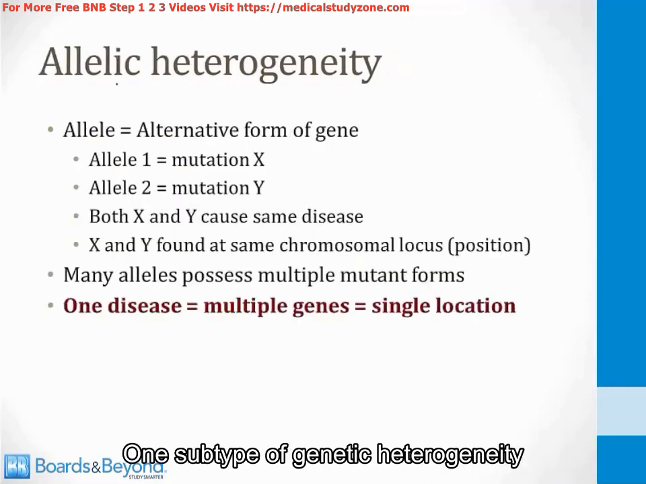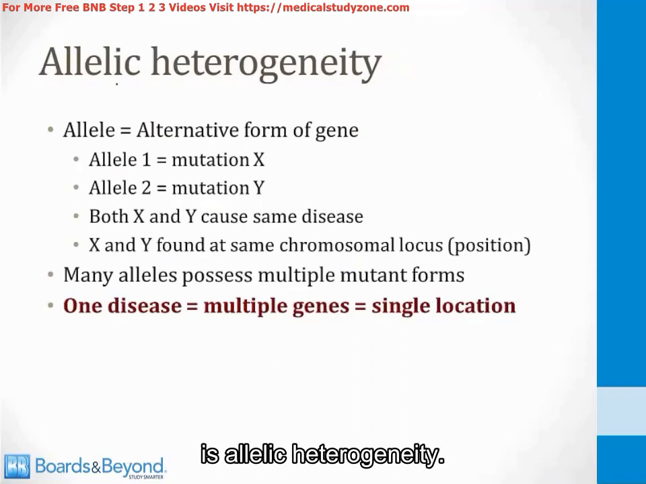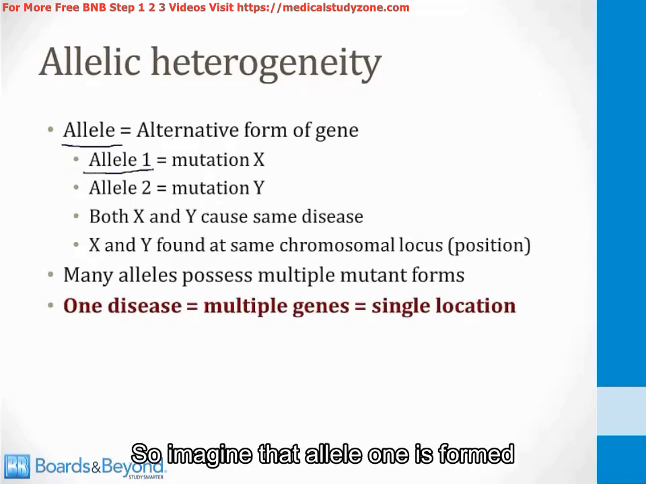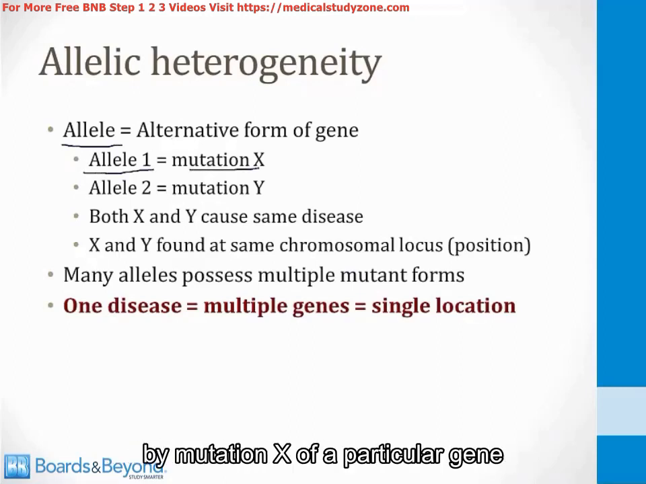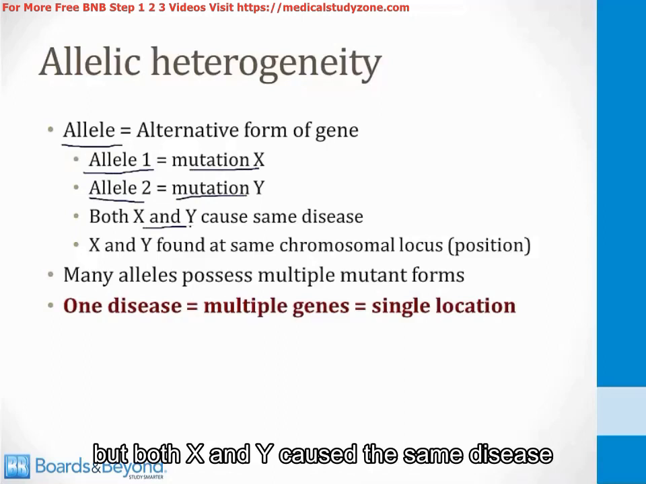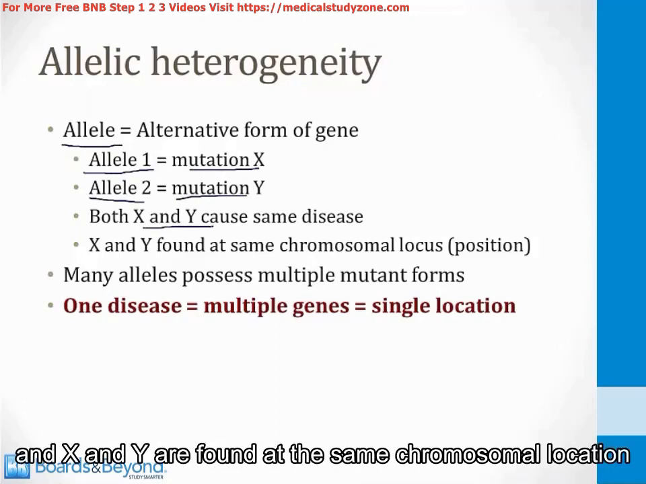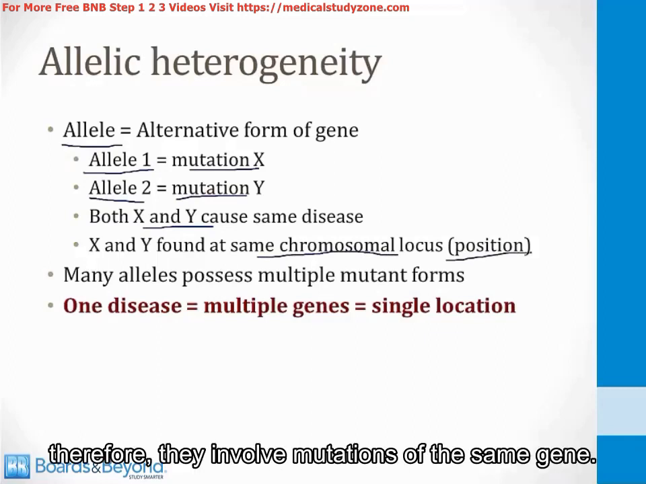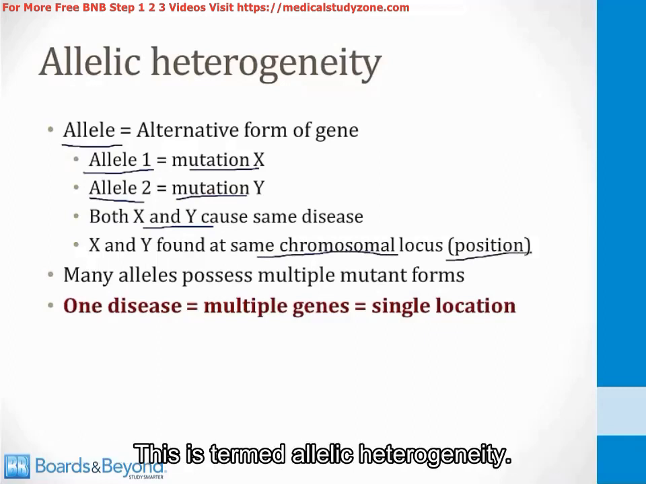One subtype of genetic heterogeneity is allelic heterogeneity. So by way of review, an allele is an alternative form of a gene. So imagine that allele 1 is formed by mutation X of a particular gene, and allele 2 is formed by mutation Y of that same gene. But both X and Y cause the same disease, and X and Y are found at the same chromosomal location or position, therefore they involve mutations of the same gene. This is termed allelic heterogeneity.